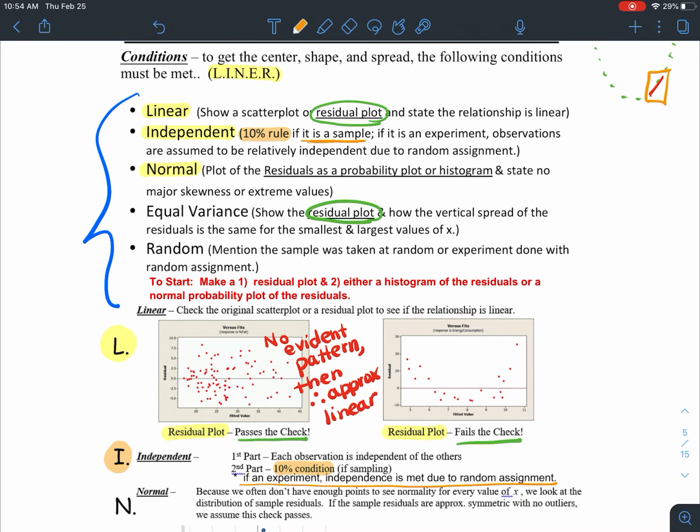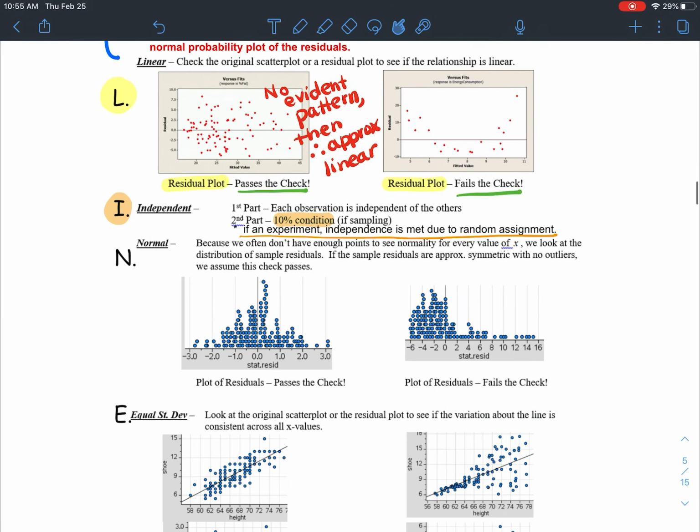All right, the next one is normality. For the normality, and again, don't worry about how to do this just yet, I'll refresh your memory on how to make a plot of the residuals. This is not the same thing as a residual plot. You would want to take all the values of your residuals and either make a probability plot, or I tend to gravitate to making a histogram of your residual values. What you need to state is that there is no major skewness or extreme values in the histogram of your residuals.